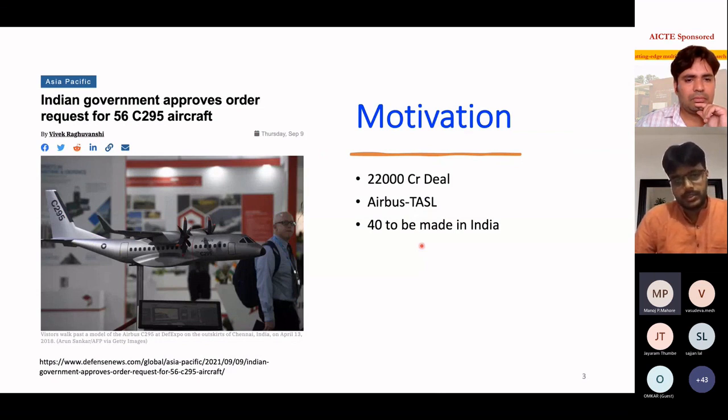Now, what is the motivation behind this talk? Those who belong to the stream of aerodynamics, or are generally interested in aeronautics, would have noticed this news about 1 month ago. The Indian government signed a deal with Airbus and TASL, Tata Advanced Systems Limited, of around 22,000 crore, for the C-295 aircraft, a military cargo aircraft, 56 of them. This negotiation had been going on since 2011, and now it got finalized. Of these 56 aircraft, 16 will be directly delivered by Airbus, who designed this aircraft, and 40 will be made in India. The technology will be transferred to TASL and different Indian government bodies, and they will together manufacture these 40 aircraft in the next 10 years or so.